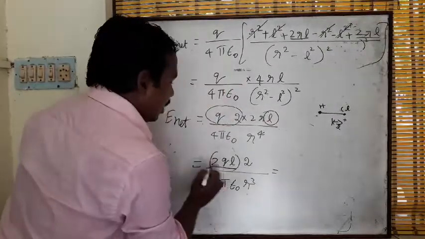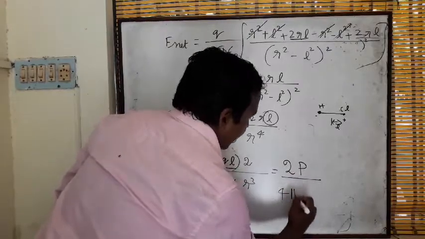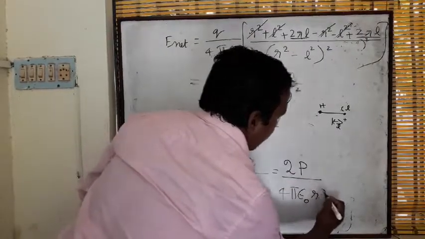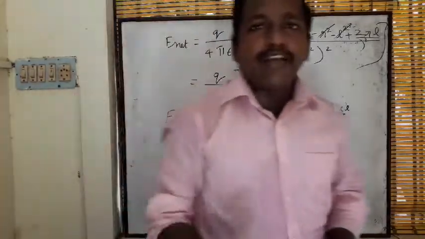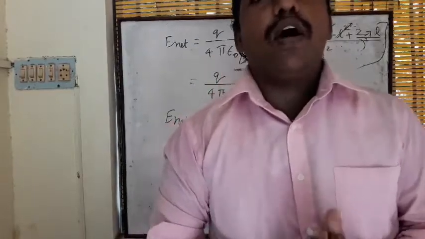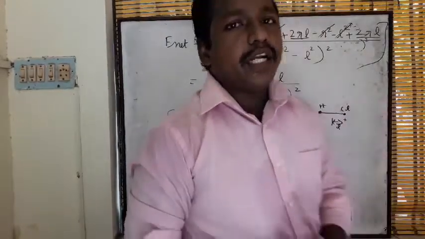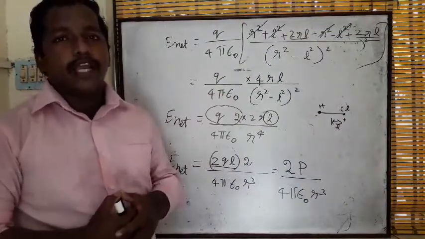So this is going to be 2 times the dipole moment P divided by 4 pi epsilon naught R cube. This is the electric field present due to the dipole on the axial line. Okay. So this is the equation for the board exam. It's very important, whether it's state board or CBSE. This equation you should learn for your board exam.